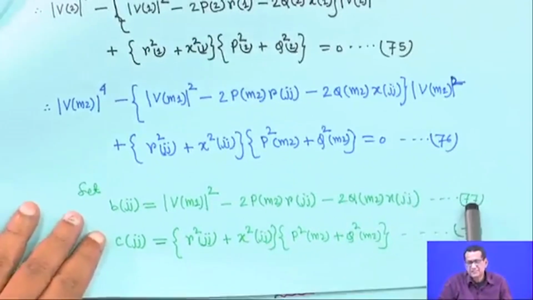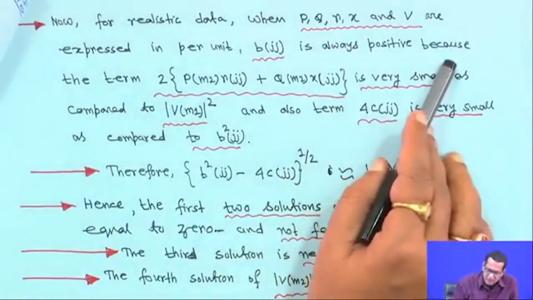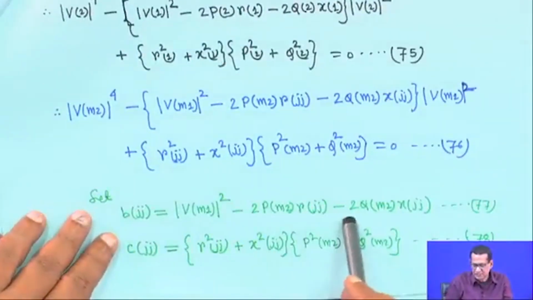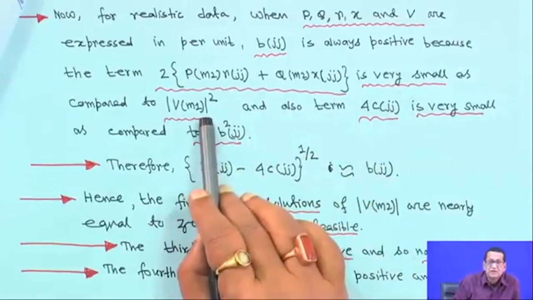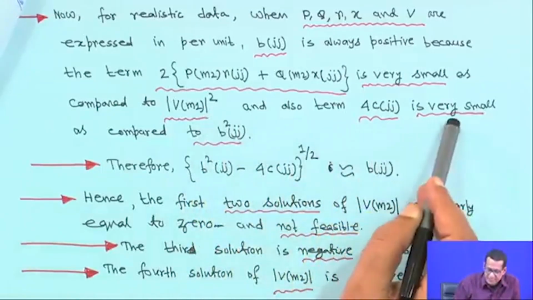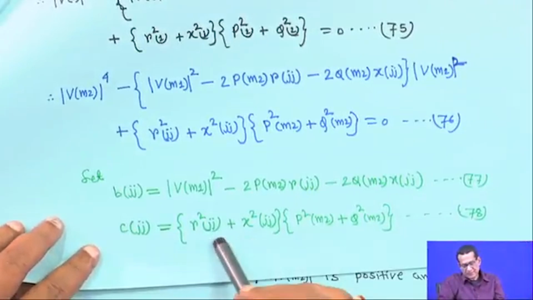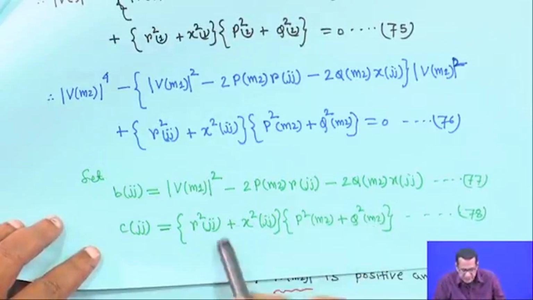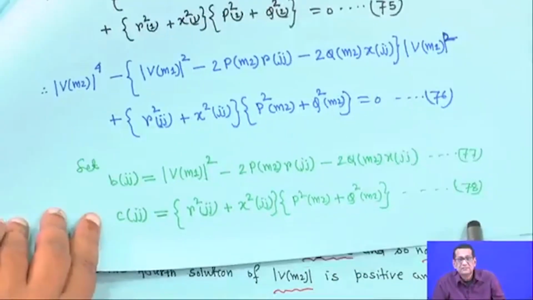This is equation 77: this term B_jj is always positive. That is why I am writing it is always positive, because if you take 2 common, 2 into the bracket P_m2 R_jj plus Q_m2 X_jj is very small compared to V_m1 square, because this term is nearly 1. And also the term 4 C_jj is very small compared to B square_jj, because in the second term, R square_jj plus X square_jj into P square and Q square are also per unit, so their product is much smaller. So that is equation 78.